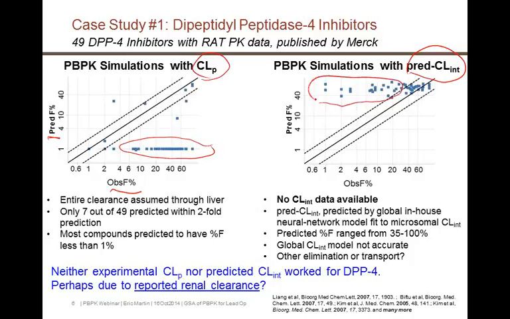And looking into the literature, it was reported that members of this series undergo renal clearance, and that would explain the disconnect. Because if the plasma clearance wasn't just liver metabolism but also included renal clearance, then we would have over-predicted the amount of first-pass metabolism in the models, and therefore that would explain why using those experimental data underpredicted the bioavailability.